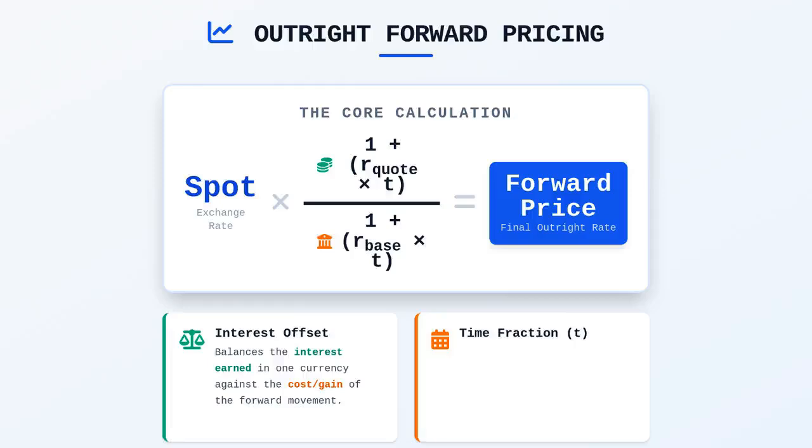The time fraction is critical here, as it incorporates the specific day count convention applicable to each currency's money market. For example, the British pound historically adheres to an actual/365 convention, while the US dollar often follows an actual/360 convention, and failure to respect these differences will lead to significant pricing errors.